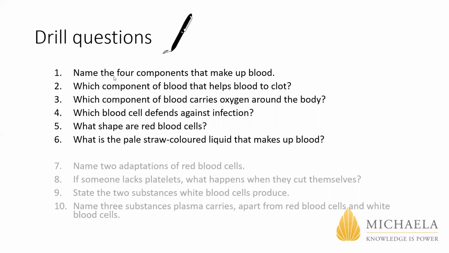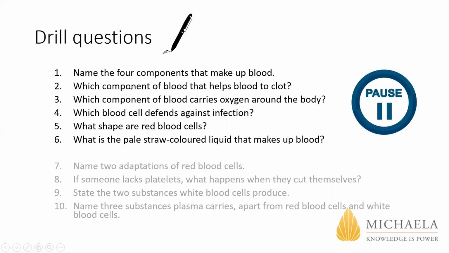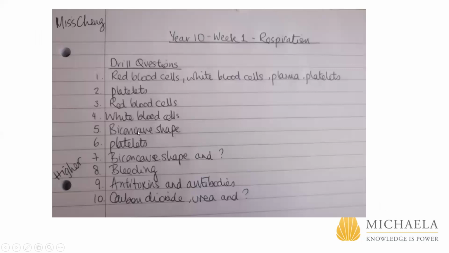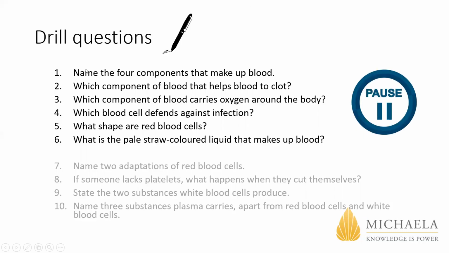So, like always in all science lessons, let's start off with some drill questions. So these are drill questions that you are answering. If you are doing a foundation paper, you are answering 1 to 6. And if you want to aim for the higher, you are doing 1 all the way to question 10. So pause the video here so that you can do them. But before you do that, I just want to show you the layout here. So make sure you have the title down, you have your name at the top, and also you have written drill questions. Pause the video now and you can get on with these drill questions.